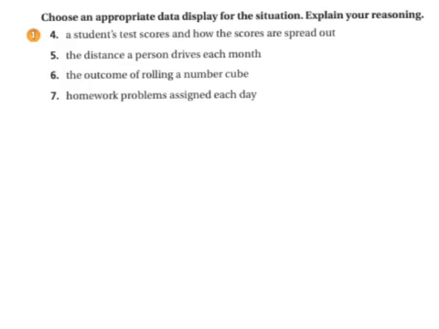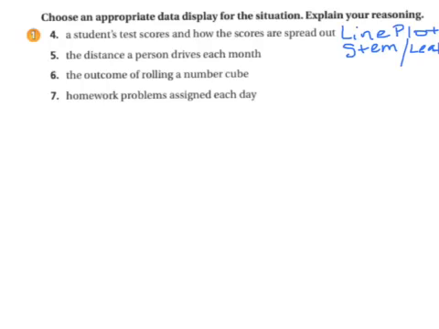It says to explain your reasoning, and we'll just talk about those. All right, a student's test scores and how the scores are spread out. To me, the best one here would be a line plot. The reason I would choose a line plot is because it's going to show you each score. It's going to give you the range of the scores and how much they are spread out and how many people used each score. Another one that could work here would be a stem and leaf plot. So I would say either one of those answers would be acceptable.